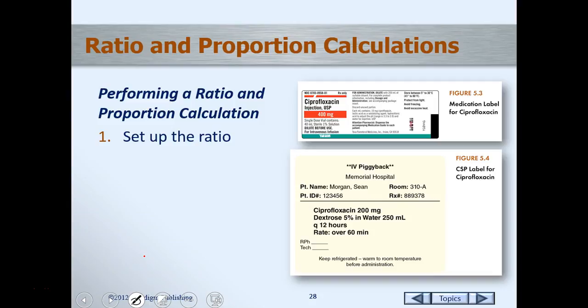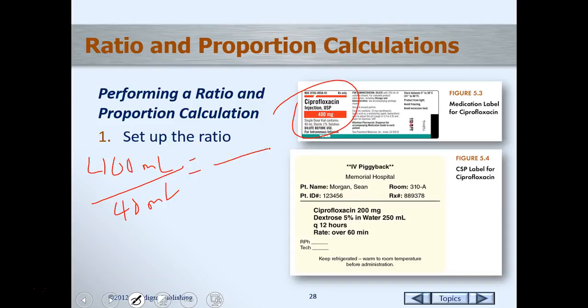Okay, so now I'm going to walk you through it to check your answer. First we're going to set up the ratio, and we're going to determine what we have that we are starting with. So this one is ciprofloxacin, 400 milligrams. A single dose vial contains 40 milliliters. So I have to read this information. So I have 400 milligrams and 40 milliliters.